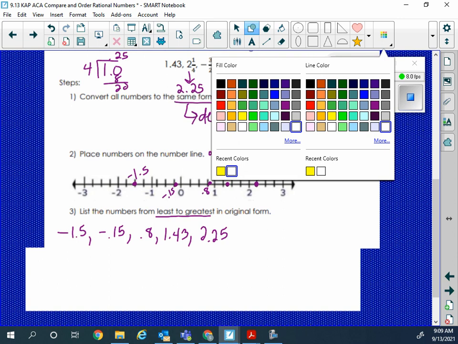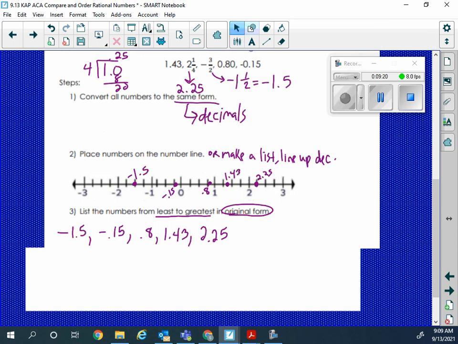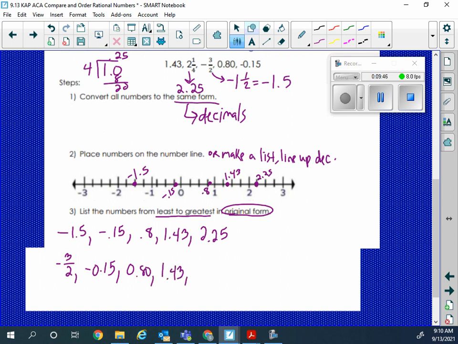Okay? Notice that they said that they want it in the original form. Okay, so what that means is it was not -1.5, it was -3/2. -0.15 was that way. 0.80. 1.43 was already like that. And then 2.25 was 2 1/4. So the original form means how they look.